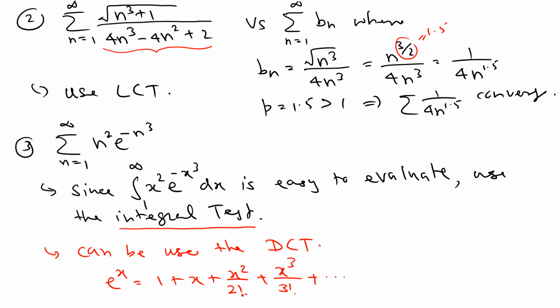But basically this is an integral test problem because it's very easy to integrate. The corresponding function is easy to integrate using u-substitution. You pick this exponent as u, and then you can see the derivative is right there. Okay, just about that. And then next problem, number 4.